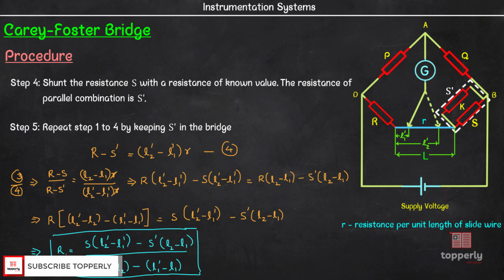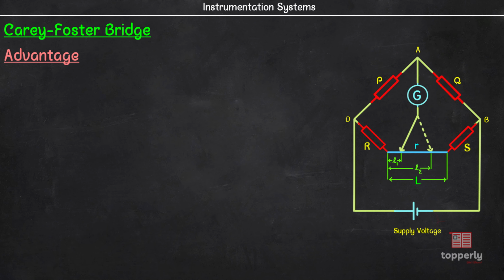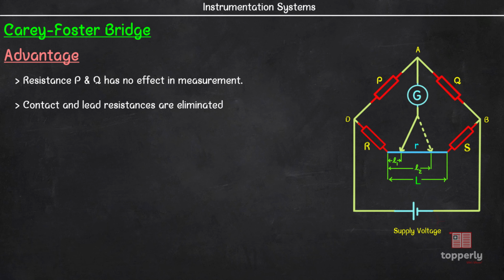And as you can see, the unknown resistance R is obtained in terms of standard resistance and lengths of slide wire only. That is, we have eliminated this small r term from the equation. Now, this Carey Foster bridge method has an advantage. Since the length of slide wire is the only parameter in the final equation, the effects of resistances P and Q and contact resistances and the resistances of connecting leads are eliminated.